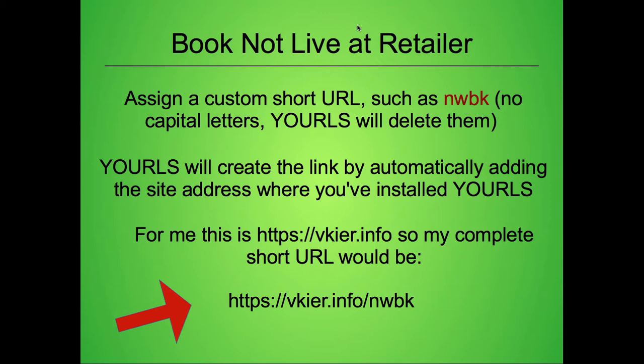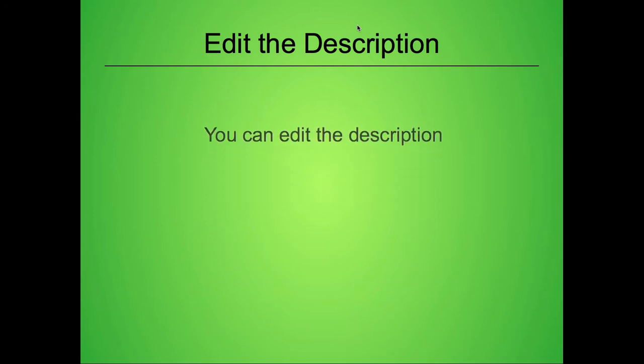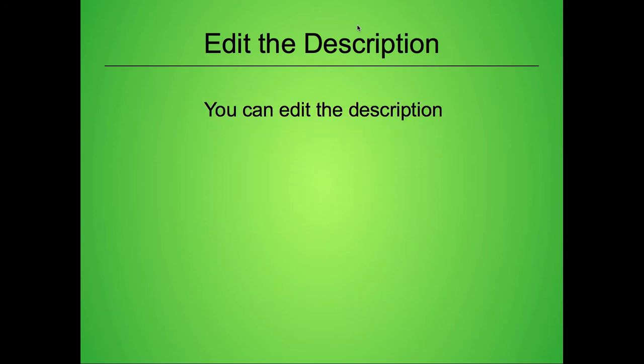YOURLS can assign a generated URL for you, but particularly since you probably have a lot of different books and maybe a lot of different retailers that you want to track these things for, custom URLs are better. Once we log in to my YOURLS dashboard, I will show you a little bit about my naming convention and how I assign different codes so that when I look at the short URL, I have a general idea of what's going on. And also, YOURLS gives you the ability to add and edit a description.